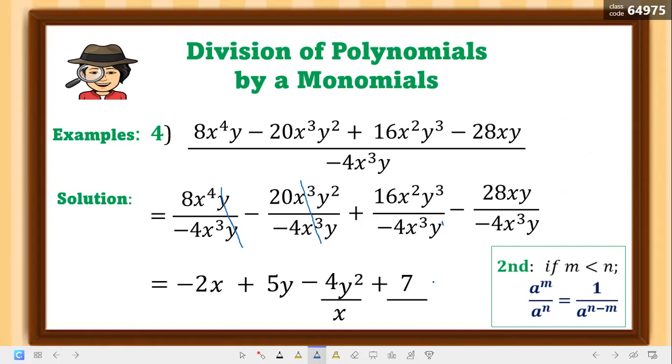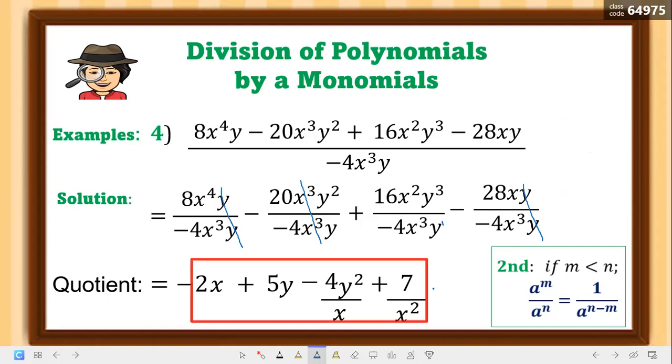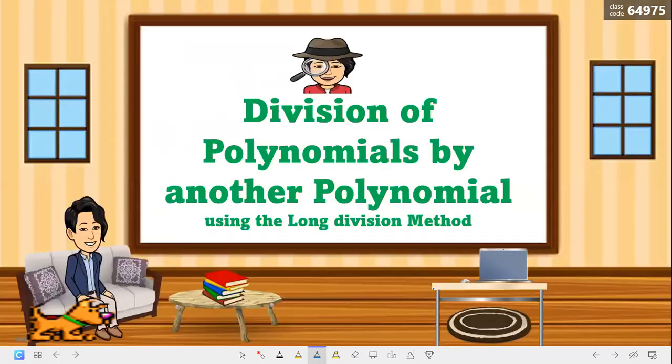Okay? So, yung y, ano mangyari dito kapag parehas sila? I-cancel. Wala na yan. Opo. So, yan na po yung ating final answer. Okay? So, hindi na pwede i-simplify yan kasi magkakaiba po silang literal coefficient. Okay? So, dito tayo sa division of polynomials by another polynomial.